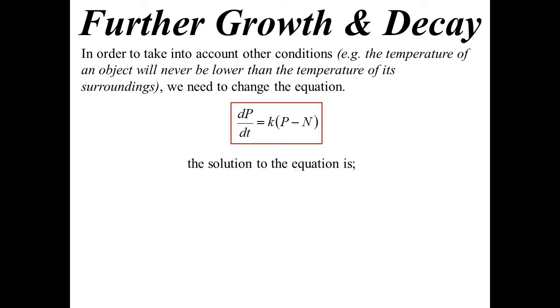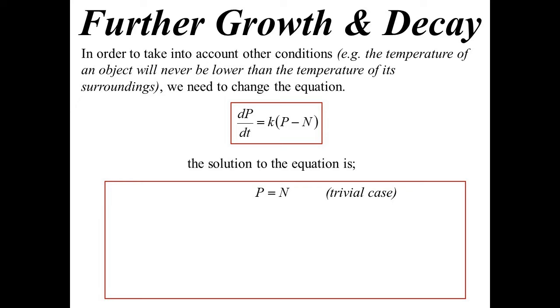Now the solution to this one, again, we'll see how we solve it next year. But there are actually two possible solutions. There is what we call the trivial case, and we're not really interested in it. But it is a possibility that P could equal N, so P could basically be a constant number. If you go back to the differential equation and sub N in for P, you'll get dP/dT equal to 0. If P is a constant, yes, the derivative would be 0. So that would solve the differential equation, but it's trivial and we're not really that interested in it.